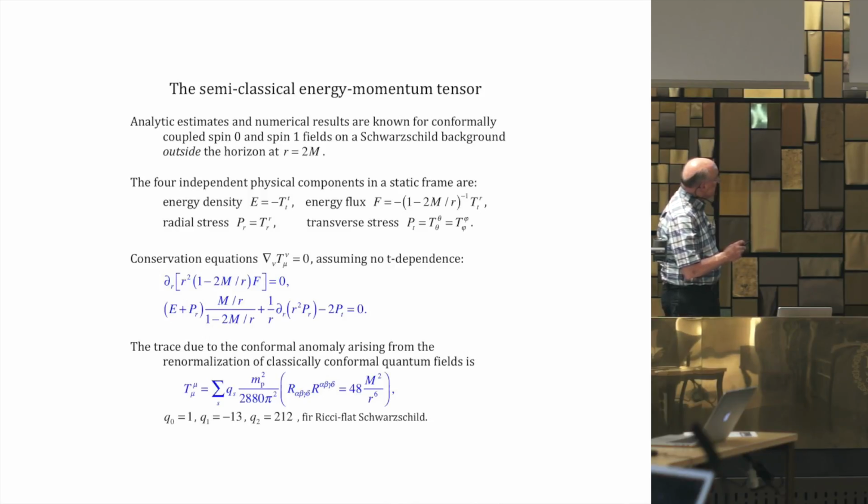It has this form, and for a Schwarzschild black hole, it just goes as m squared over r to the sixth, with a coefficient q which depends on spin. It's 1 for scalar, the way we define things, minus 13 for electromagnetic, and for spin 2, in other words gravitons, it's 212. So there's a strong increase in the magnitude of the conformal anomaly with spin.